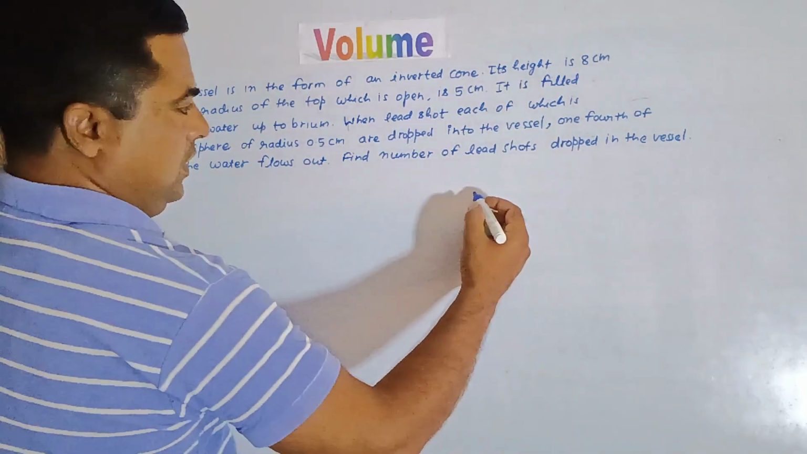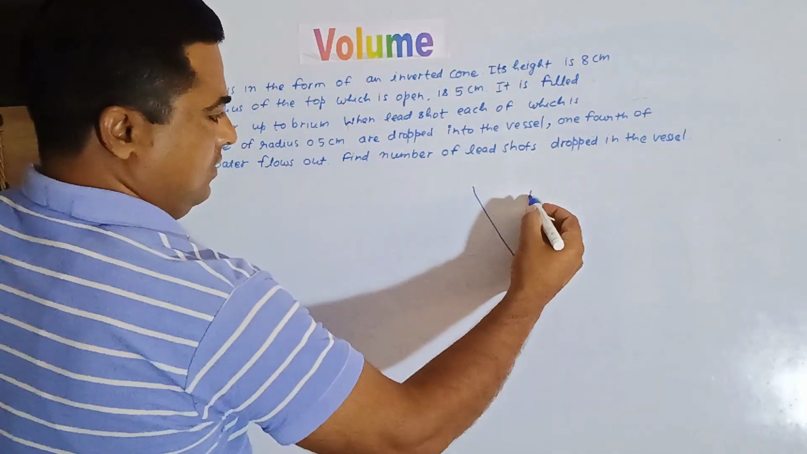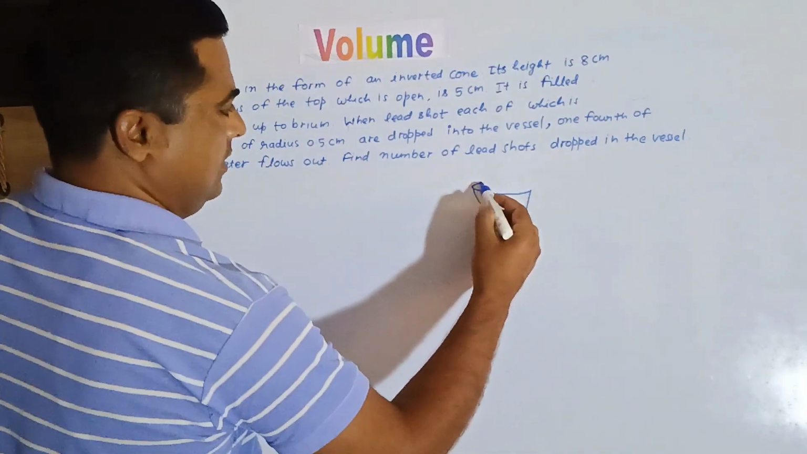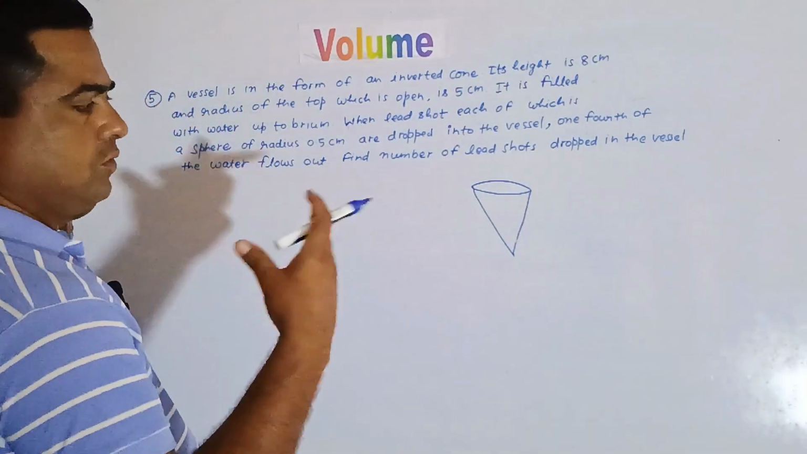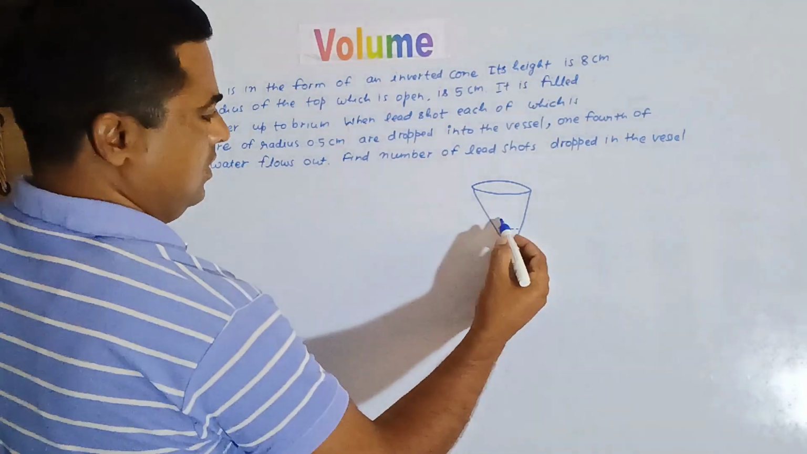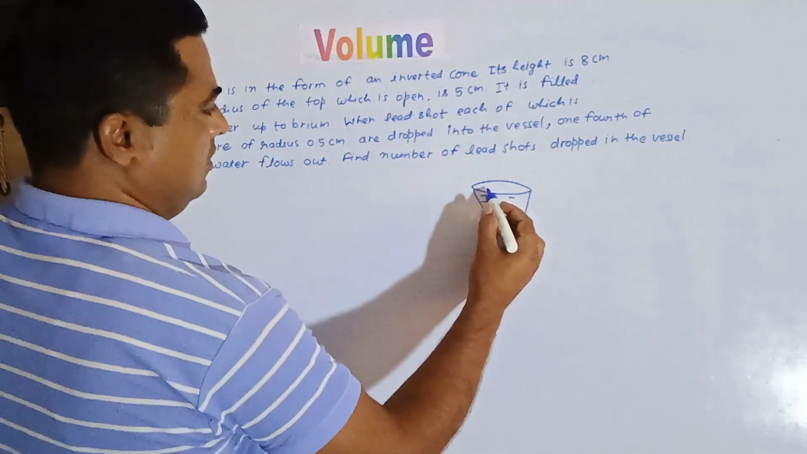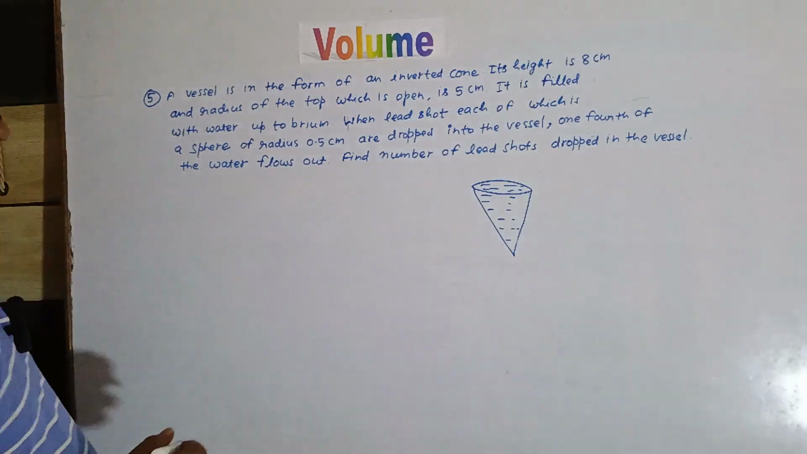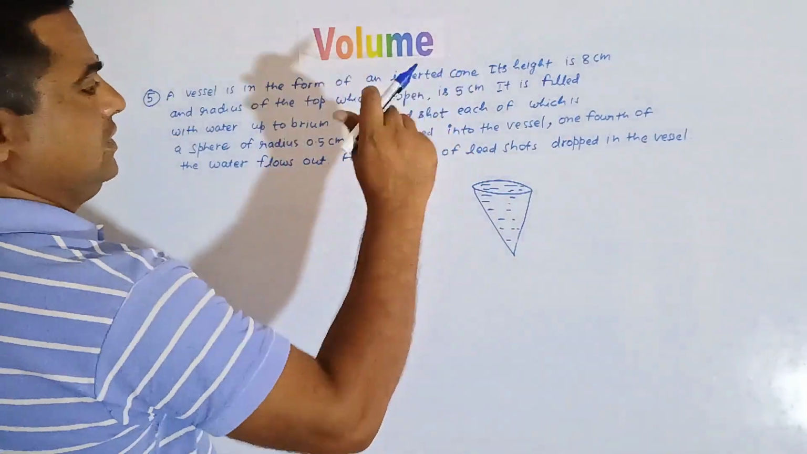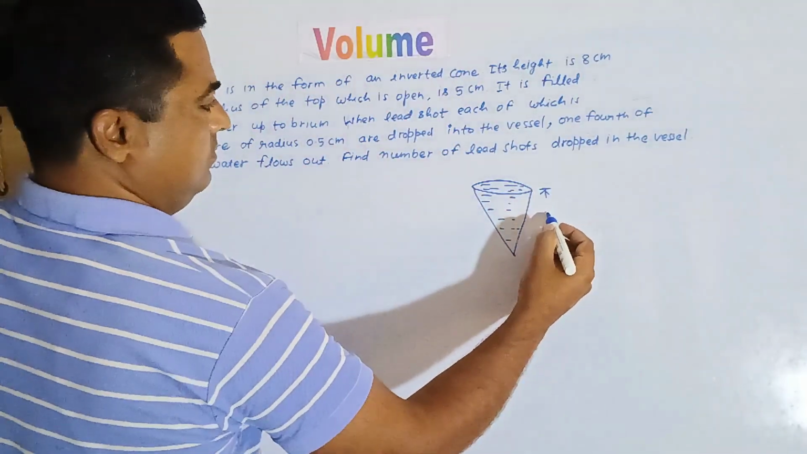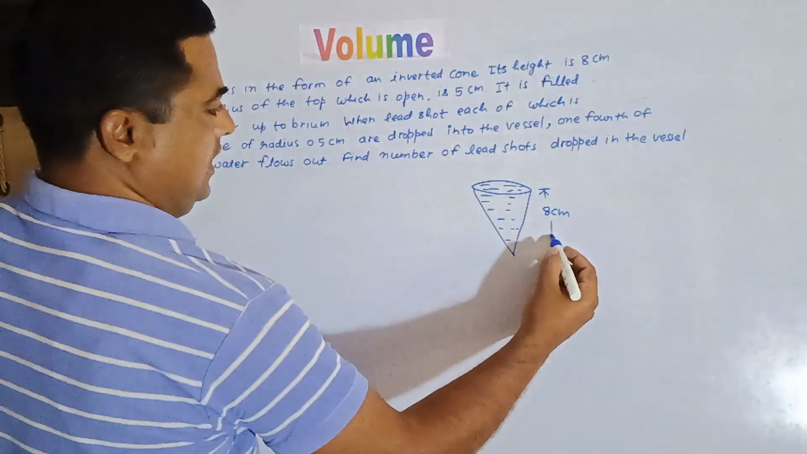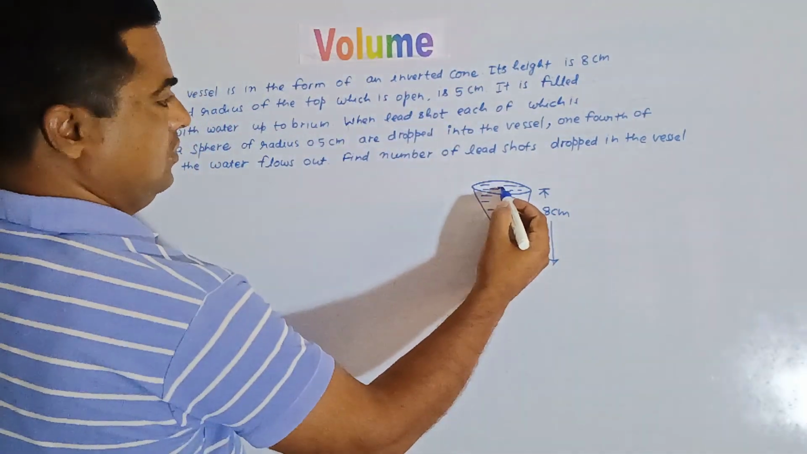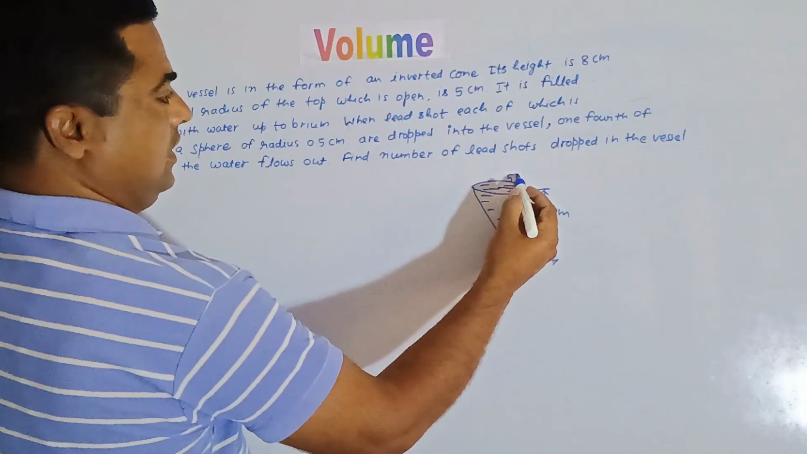Students, we have an inverted cone here, correct? And this is filled with water up to brim. Now what is the height of this vessel? Height of the vessel is 8 centimeter, and radius, what is the radius? Radius is 5 centimeter. Radius of this vessel is 5 centimeter.